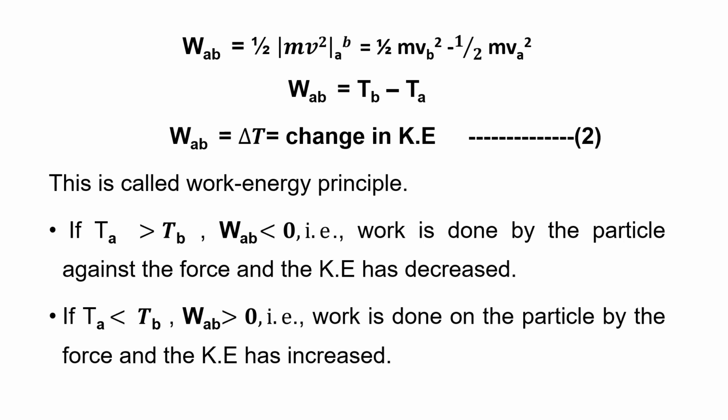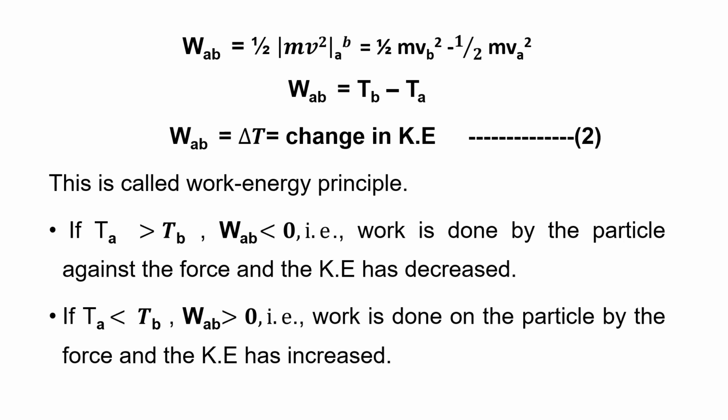Here we are representing the kinetic energy with the symbol capital T. So the work done equals the final kinetic energy minus the initial kinetic energy, that is, the change in kinetic energy. W_AB is equal to delta T, the change in kinetic energy, which is the work energy principle I stated before in the previous introduction. This is called the work energy principle.